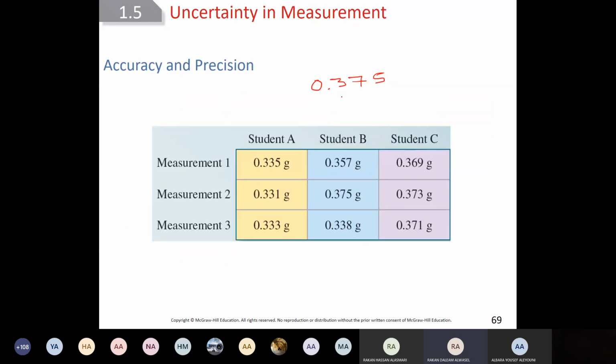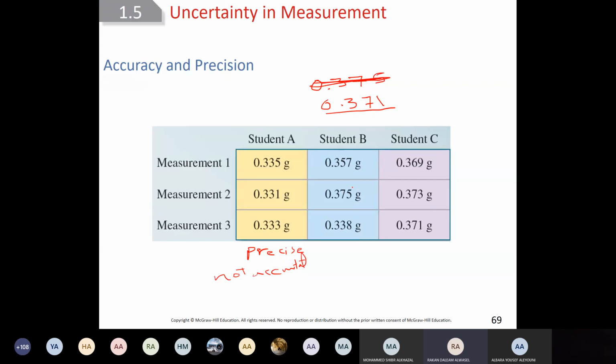The accurate answer is 0.371. How about student 1? If the correct answer is 0.371, is the first student correct? Precise, but not accurate. Exactly. It's precise but not accurate. How about student 2? Not precise, not accurate.